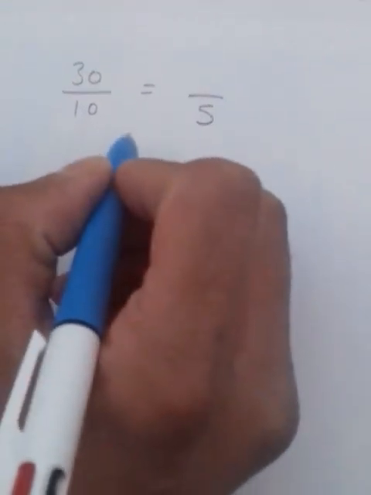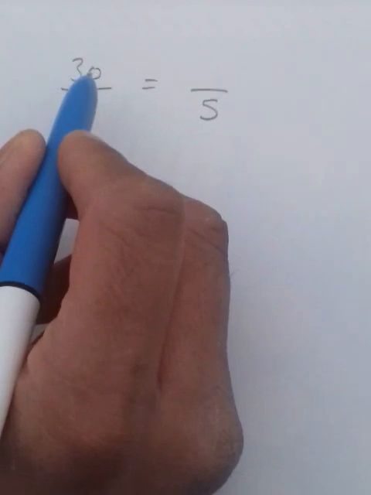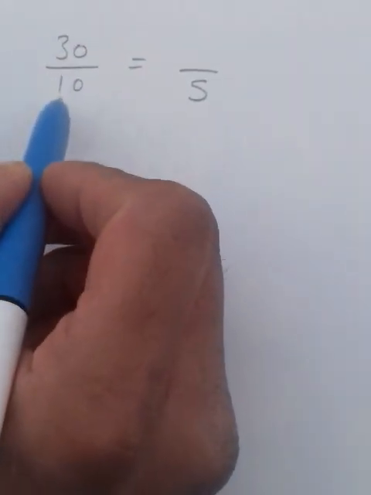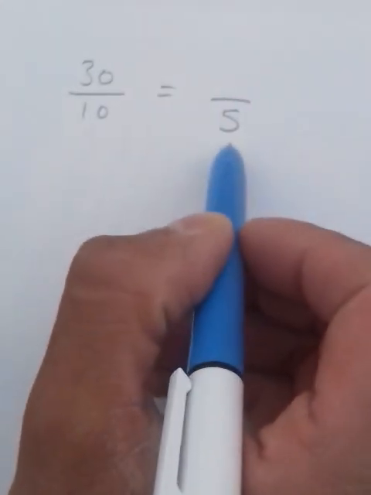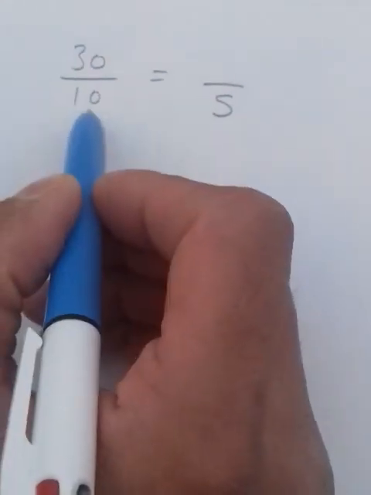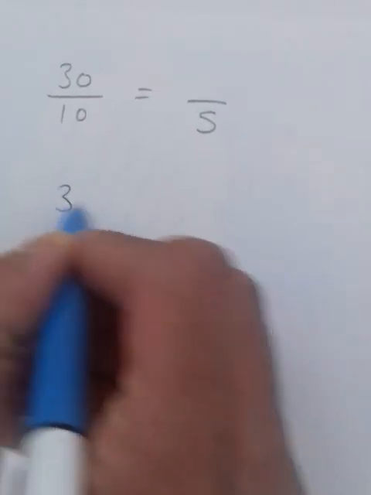I'm going to explain how to work this out. There's two ways of looking at this. Either you can see this fraction as a division, so 30 divided by 10 equals something divided by 5, and it's 30 divided by 10, and we can do that with fractions. 30 divided by 10 is 3.